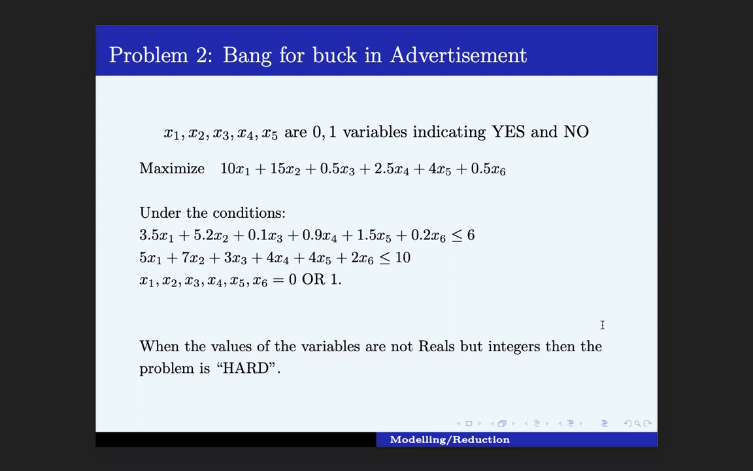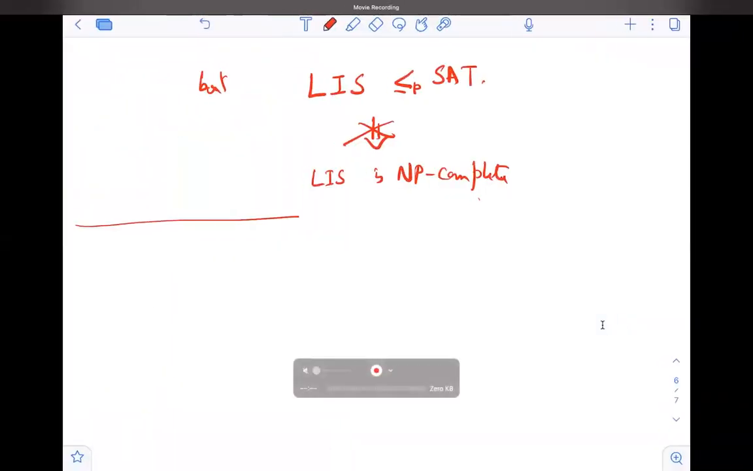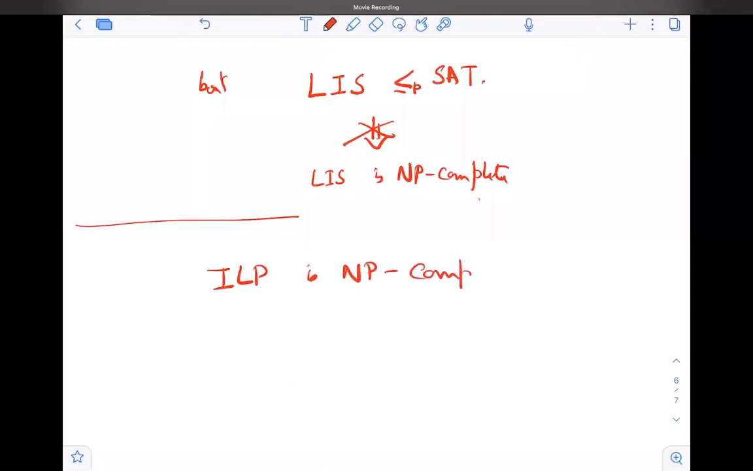Now, there are certain things. First of all, ILP is NP complete. What does it mean? Okay, or ILP is not in P. So let's say that ILP is NP complete, from which I can almost certainly say that, if you write it like most probably, ILP is not in P.